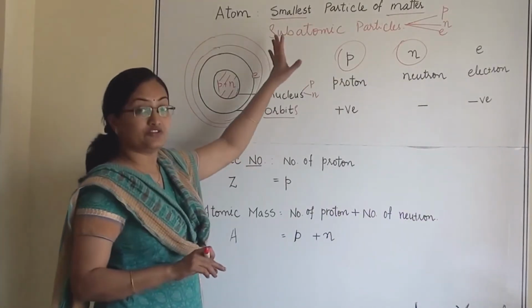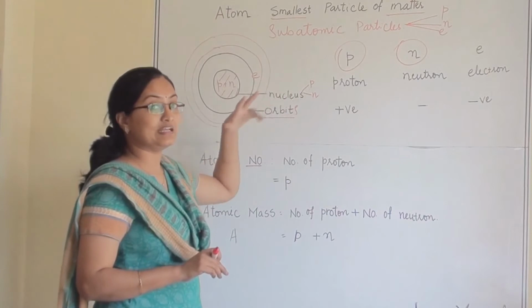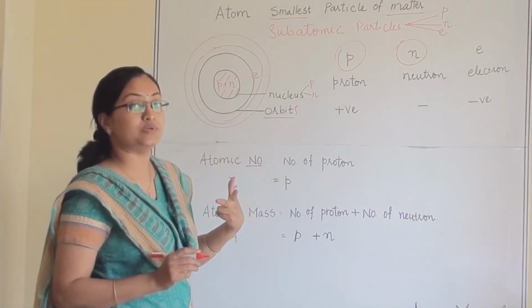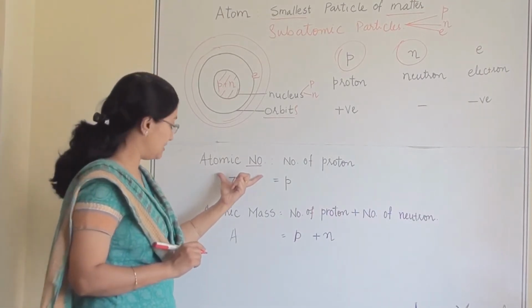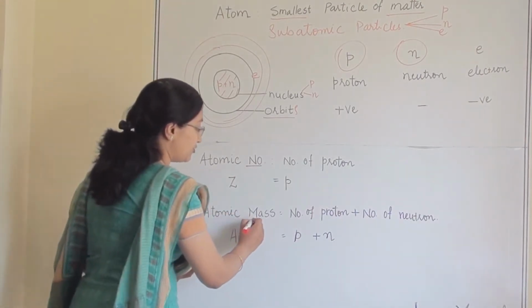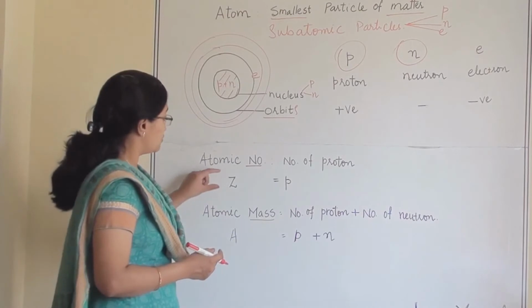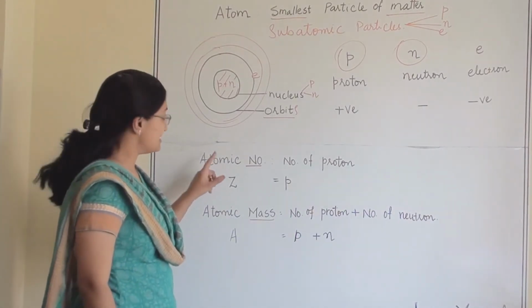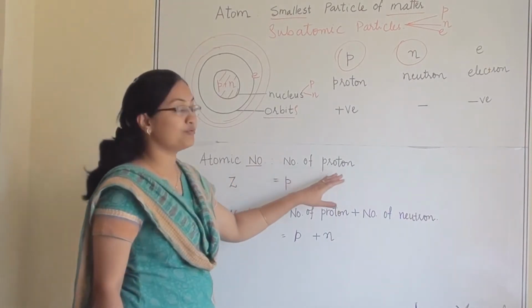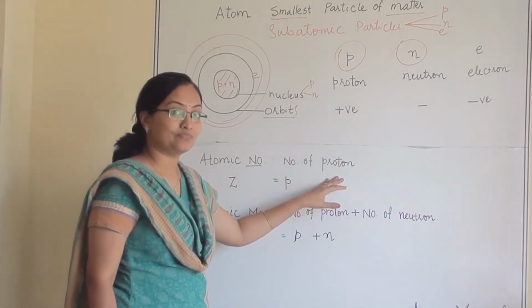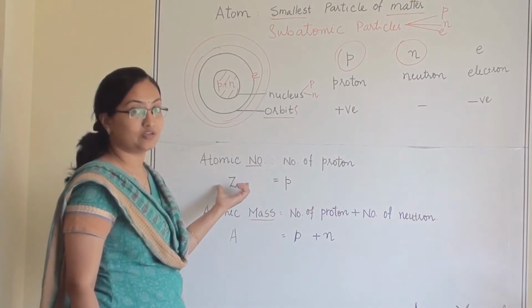Other than these 3 subatomic particles, there are 2 more terms associated with an atom. What are they? First one is atomic number. Second one is atomic mass. So Z we denote as atomic number. And what is atomic number? The number of protons in the atom is equal to the atomic number.